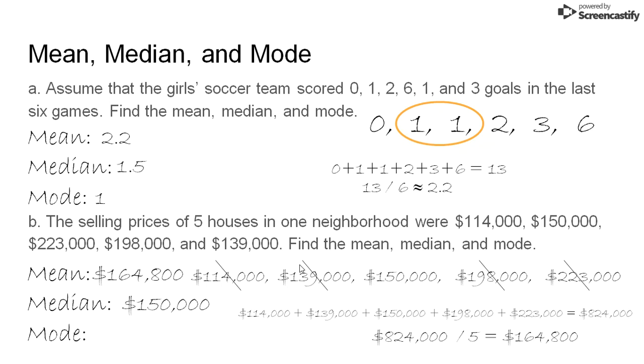For our mode, again, we want the one that occurs the most. And in this case, nothing repeats. So our mode would be none. There is none. Not in this case. Nothing repeats.